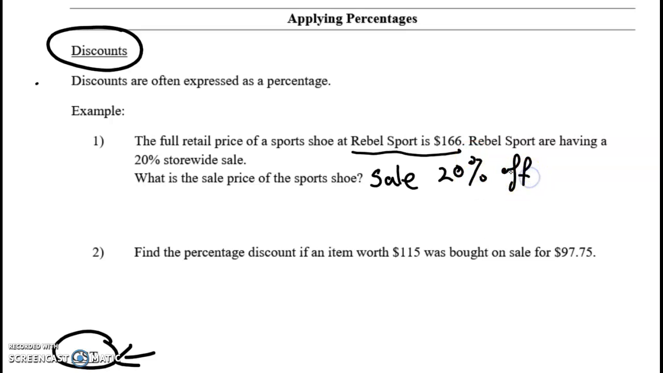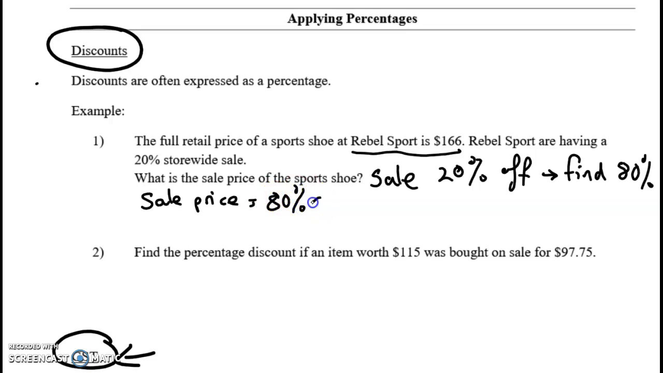So if I take 20% off, that's the same thing as finding 80% of the price. And so the easiest way to do this is to actually just find 80%. And so the sale price is equal to 80% times 166. It just saves us doing multiple steps if we just do that. And we get $132.80.